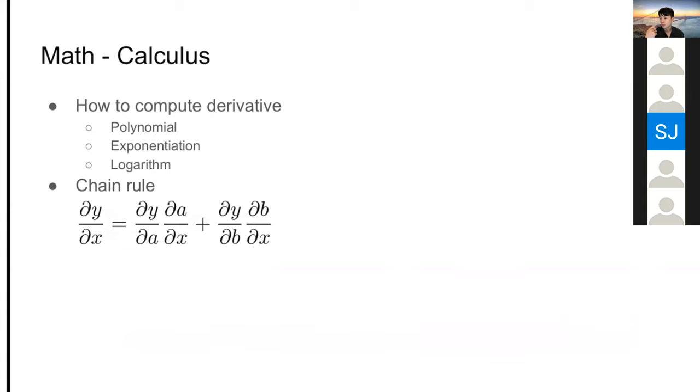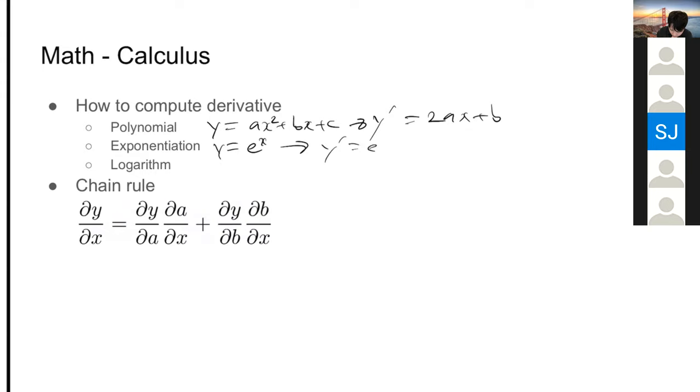So you're expected to know how to compute derivatives of a polynomial like y equals ax squared plus bx plus c. And in this case, y prime will be 2ax plus b, right? So hopefully everyone knows this. And how about exponentiation? If y is e to the x, then y prime will be the same, e to the x. And for logarithm, if y equals log x, then y prime will be 1 over x, right? Of course, this is the natural log.